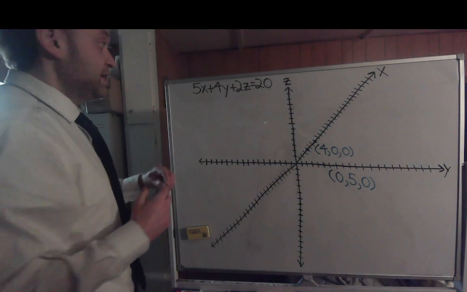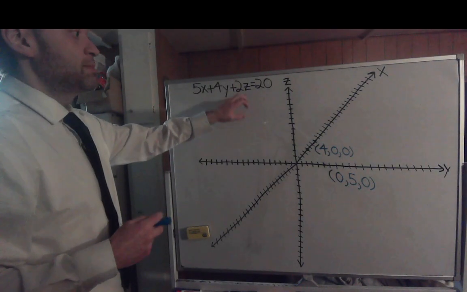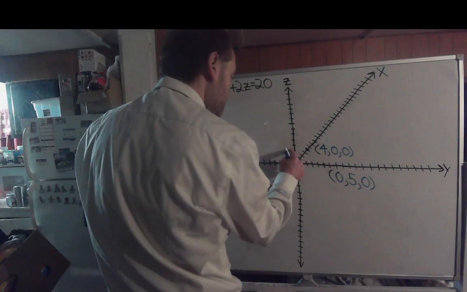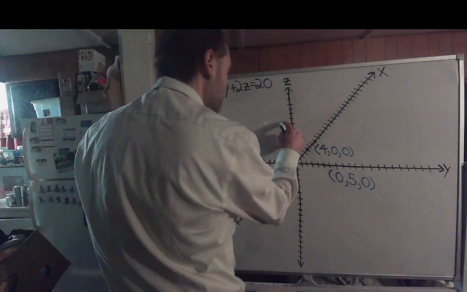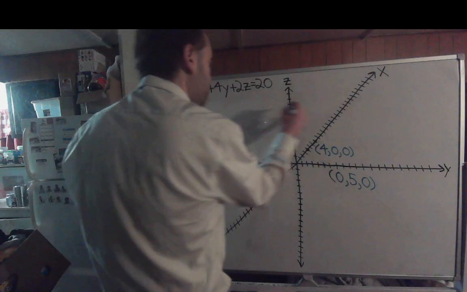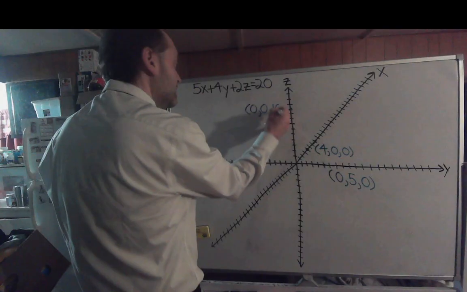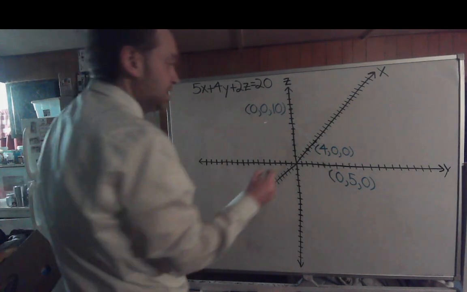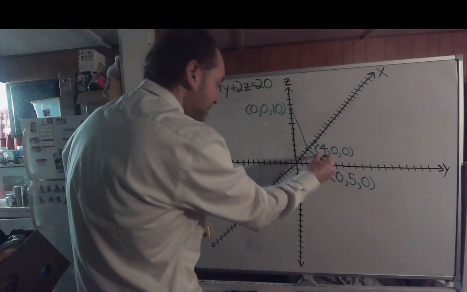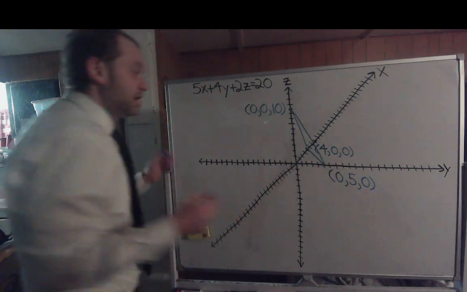And then we need to find the z-intercept, which will set x and y equal to 0. You would end up getting 2z equals 20, z equals 10. 1, 2, 3, 4, 5, 6, 7, 8, 9, 10. So the coordinate for your z-intercept would be 0, 0, 10. That would be your z-intercept. Now you just draw a line and connect the points. Connect all points, and that's what you get.